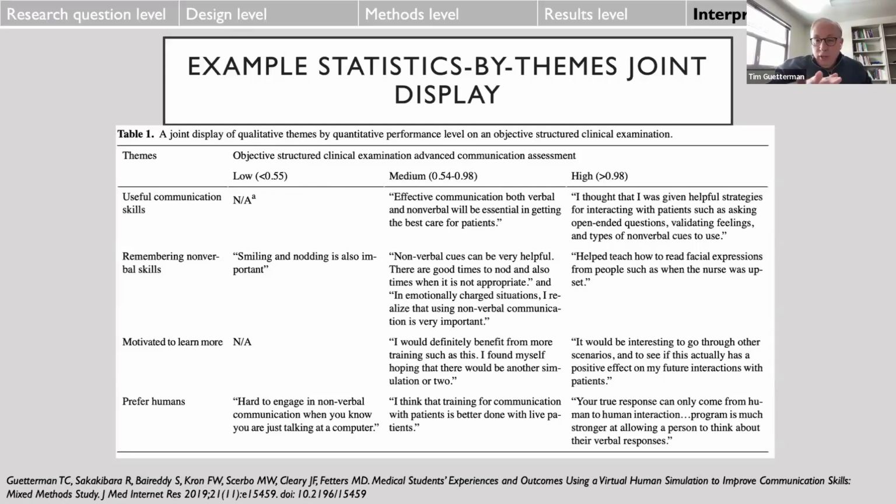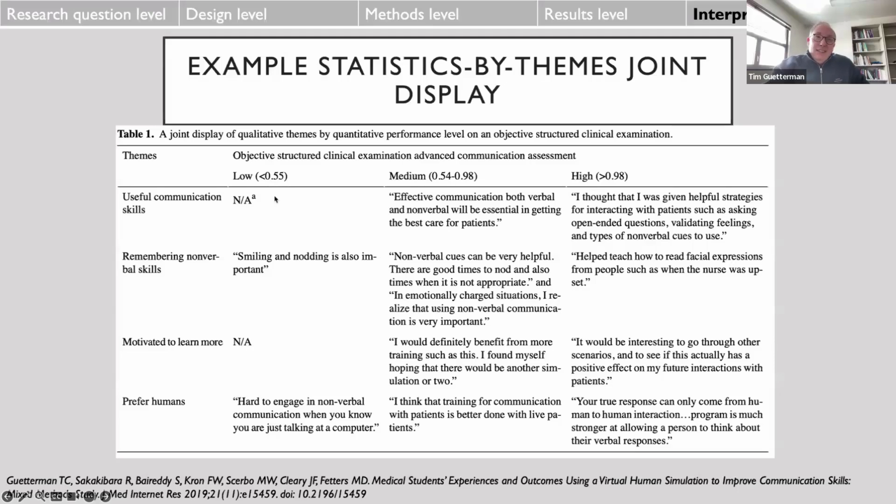And I'm not going to read all of this to you, but I just want to point out a couple of things that were really insightful to generate meta inferences. So for this first theme, and this is kind of an abbreviation, it was about useful communication skills. So the extent to which they thought it was helpful to learn about communication. For low performers, there were actually no related comments. But for our middle and high performers, they said things like, I thought that I was given helpful strategies for interacting with patients, such as asking open-ended questions, validating feelings, and then types of nonverbal cues to use. So that's kind of helpful.